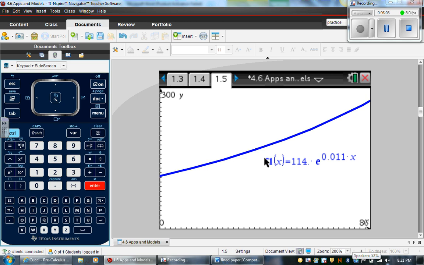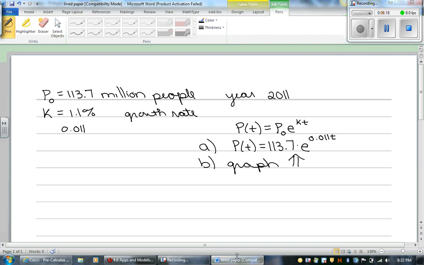Okay, so part C wants us to estimate the population in 2015. In 2015, we have to think about how our time works. Our x-axis goes by 1. Okay, t is our time, and time is not spelled with an A. Good job, Mrs. Cucci. Okay, make that an I. Time is t, and we know that this is along our x-axis, right?